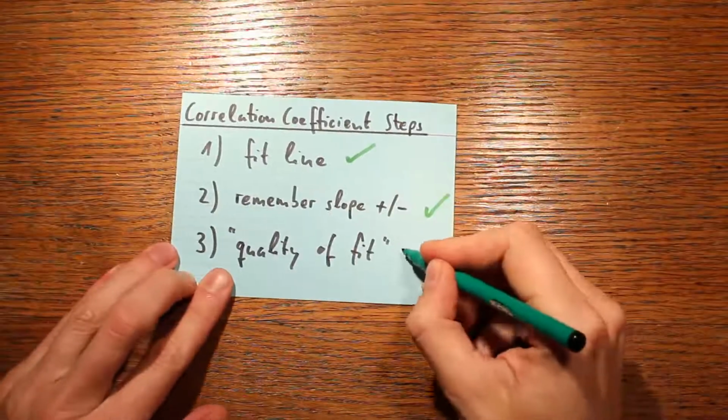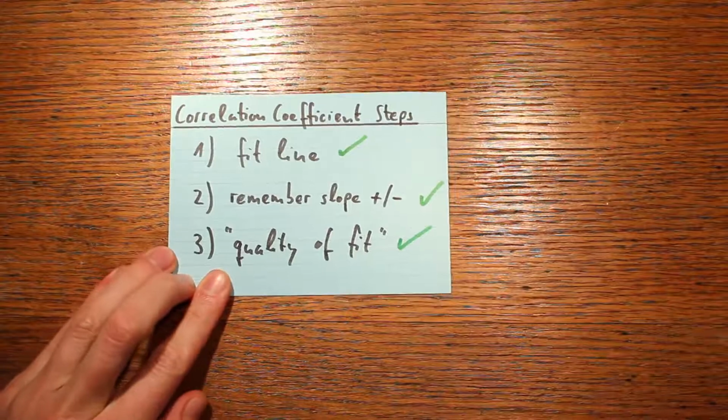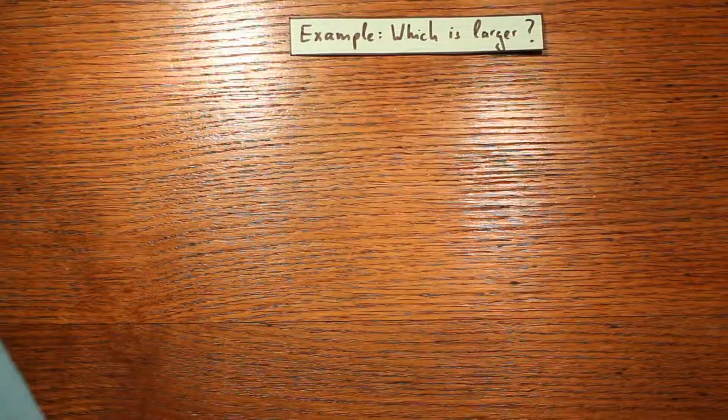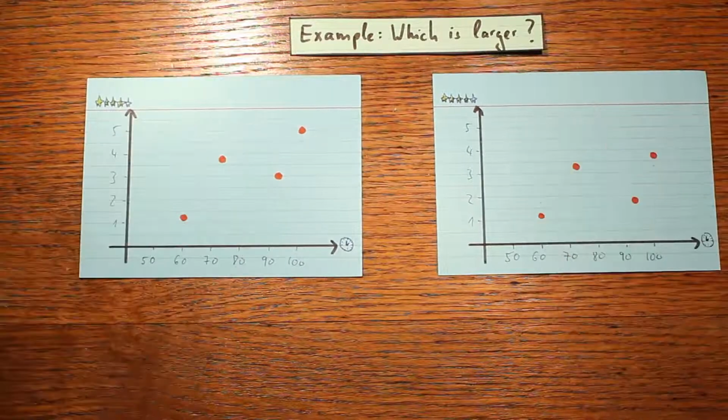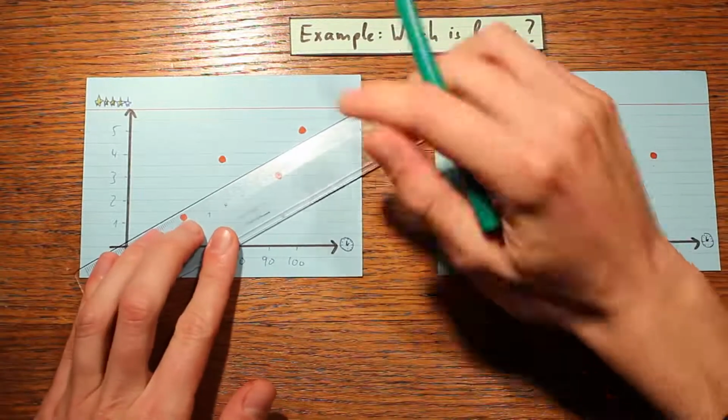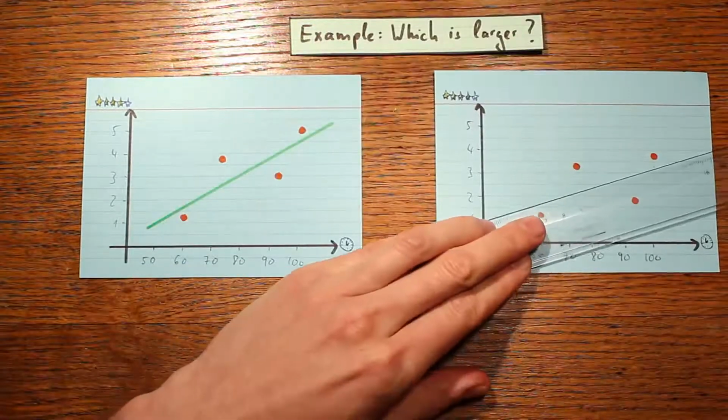So now we know the 3 steps of the correlation coefficient. Let's see how this can help us with an example. So here are 2 scatter plots, and the question is, which one has the larger correlation coefficient? So the first step is to fit the straight lines. So they go here and here.